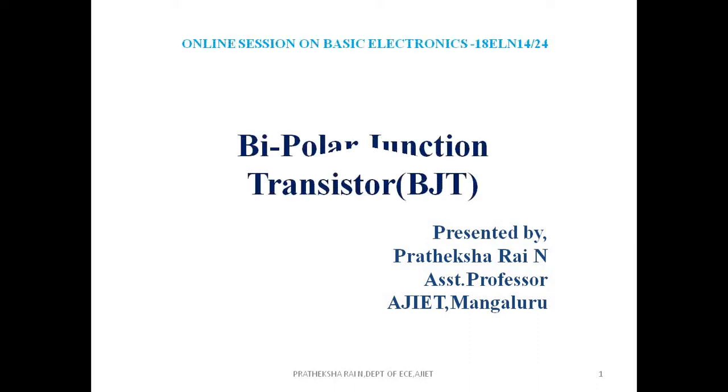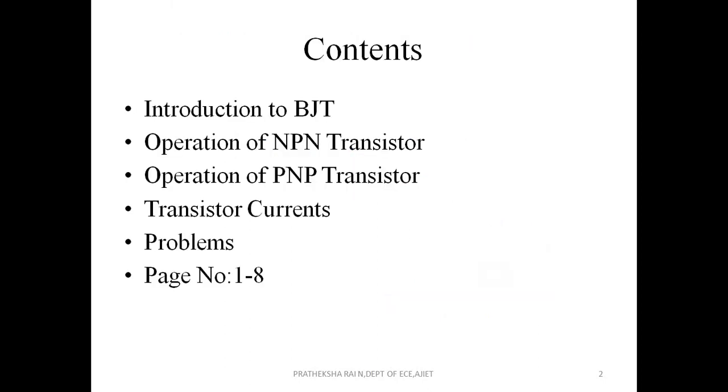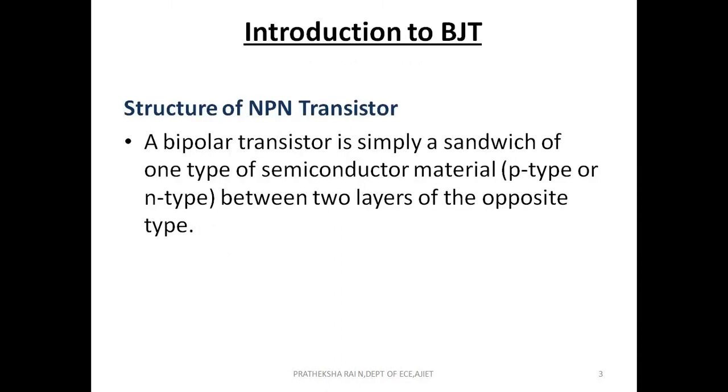Today we'll be learning about the bipolar junction transistor, that is BJT. So let's see what contents we'll be looking into in this session. First we'll learn what a BJT is, that is the introduction to BJT. Then we'll see the working or operation of the NPN transistor, then the operation of the PNP transistor, then the transistor current derivation, then problems related to that. You can see the content on pages 1 to 8 in the given notes. So let's start.